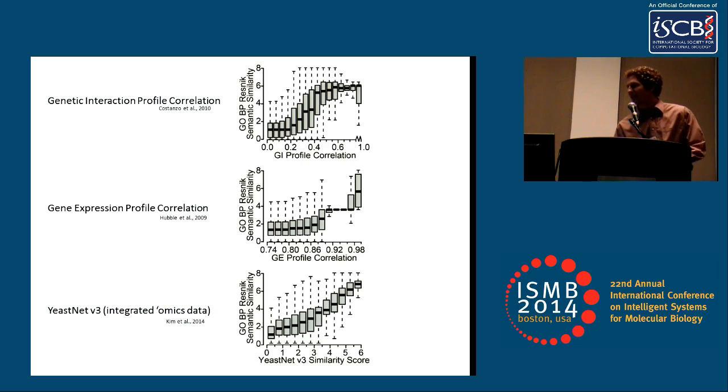And you can see here that each of these types of data, represented on the x-axis, correlate in a noticeable way with the Resnik semantic similarity scores, which we calculated from biological process GO. And that gives us hope that it is possible to learn something like a semantic similarity network directly from these omics data.